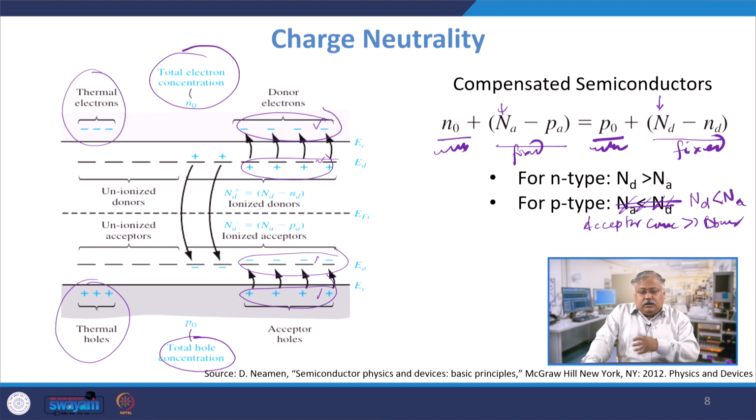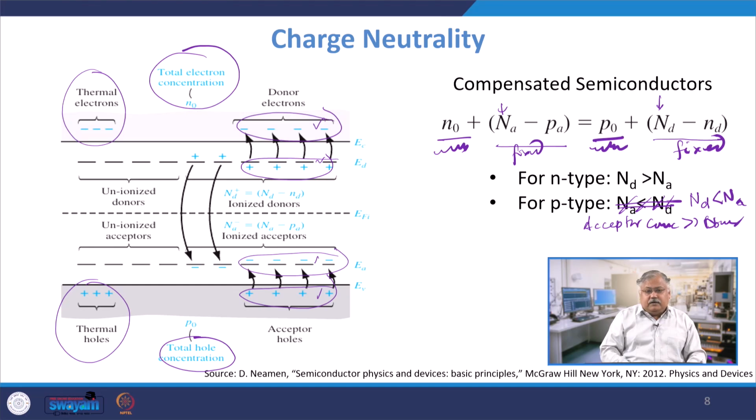Please keep in mind all this discussion assumes that the donor species and the acceptor species are only a few kT in energy away from EC and EV. If they are very far from EC and EV, they will not be able to donate or accept any carriers. So that is the reason I am assuming that they are very close.